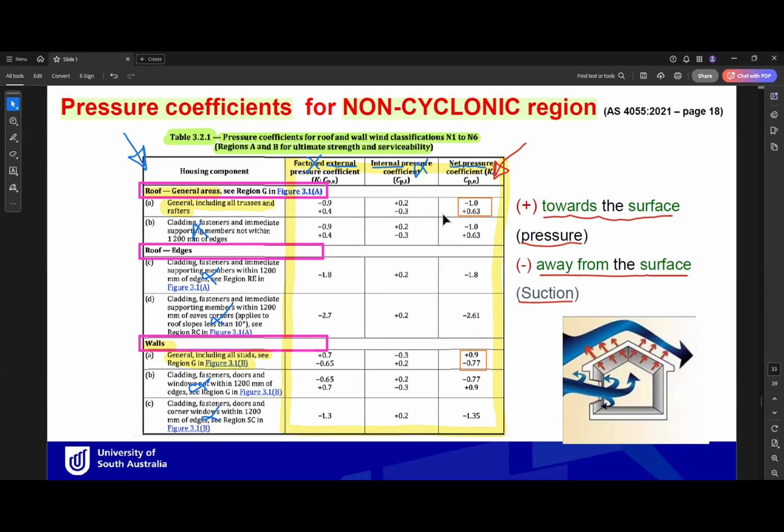Okay. Do you have any question with the parameters or the coefficient, guys? Any question about the coefficient? So to summarize, if you are calculating the roof pressure for general areas, you will go to the net pressure column and find the parameters as -1 and positive 0.63.